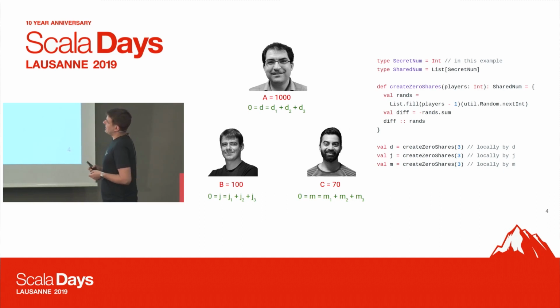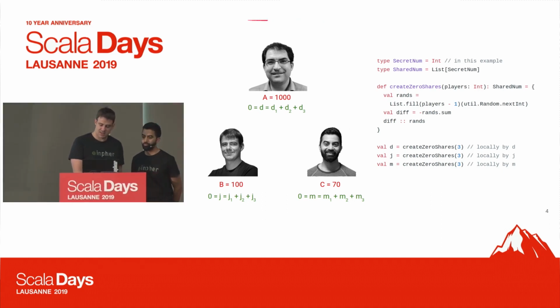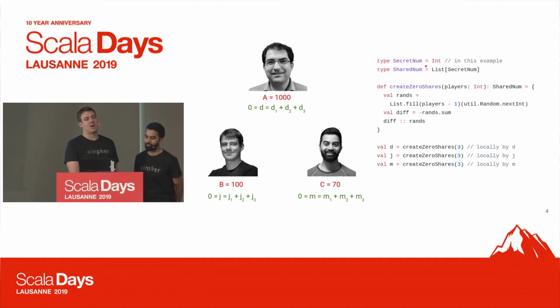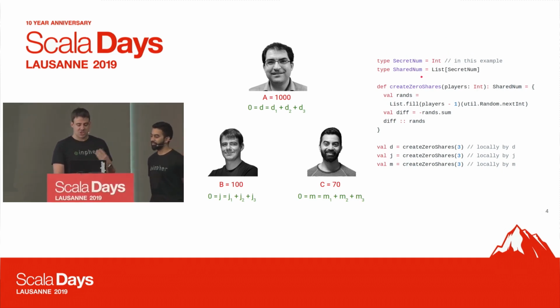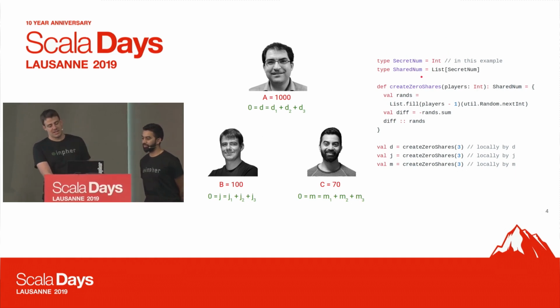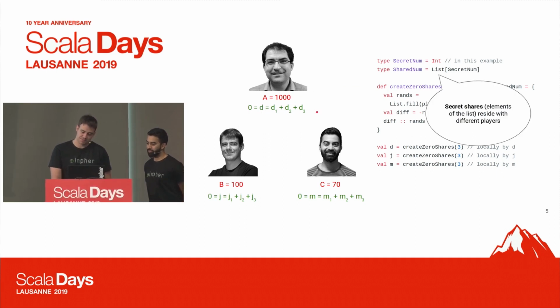How would we model this in Scala? Well, the first thing we should introduce is 2 types. One, the secret value we would like to represent. In this case, it's just an integer in this example. And then the concept of a shared number. So the shared number is the list of secret numbers. It corresponds to what you've seen on the left here, this sequence of numbers.